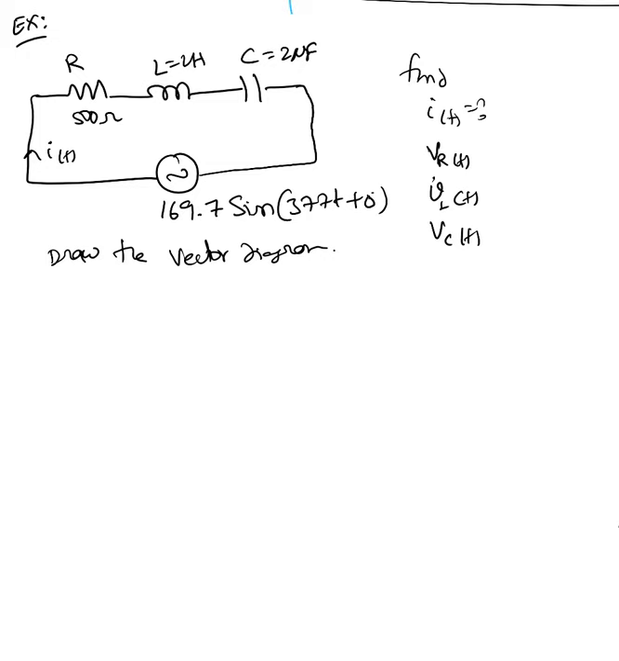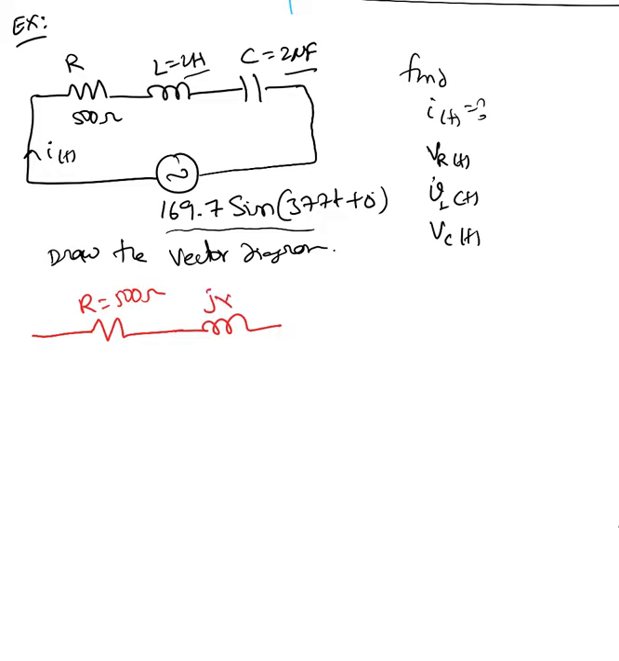How do I know this is a time domain circuit? In a time domain circuit, you have a sinusoidal wave. L is in Henry, C is in Farad. So we need to convert them into ohms and the maximum value into RMS value. So I'm going to draw another circuit. This R equals 500 ohm.